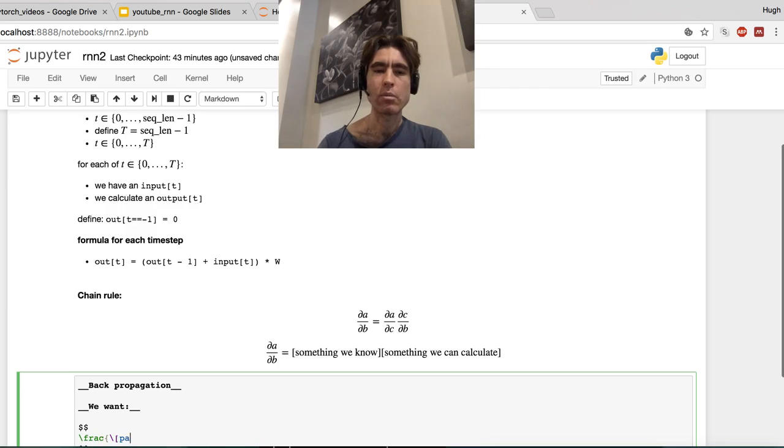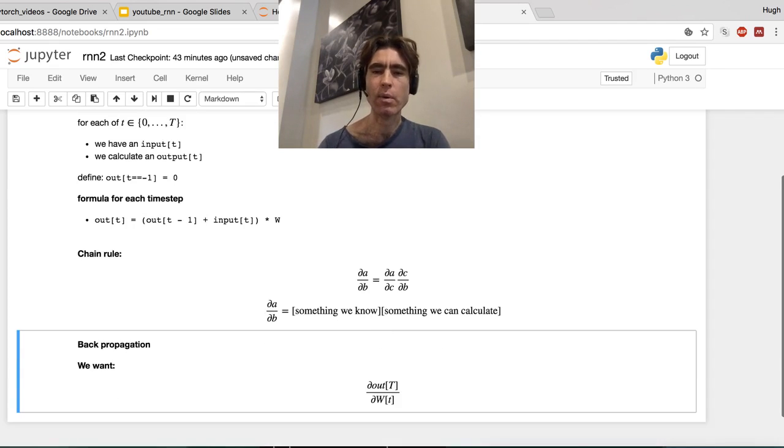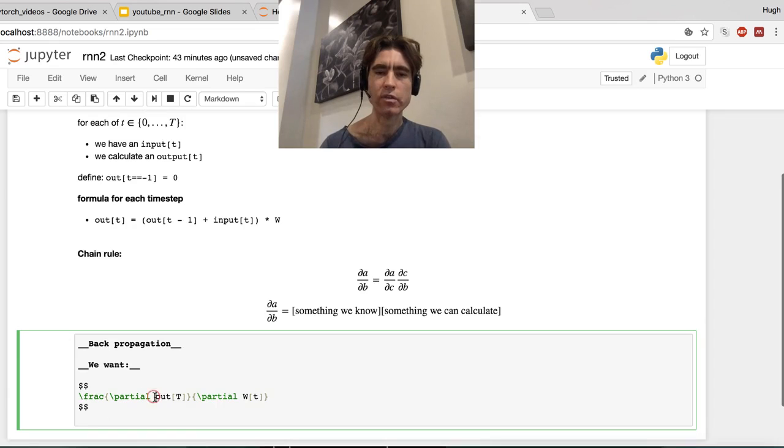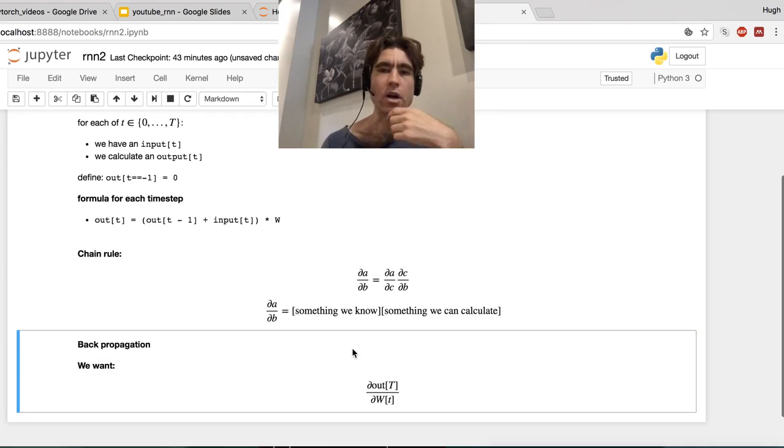We want the partial derivative of the output of the network, which is out T, because T is exactly the last layer, so it's the output from the last layer, with respect to the weights. And we're breaking the weights into different layers, mathematically. So this is what we want. And let's just put text around that so that it looks better. So we want the partial derivative of the output from the entire network, which is out big T, with respect to the weights from one particular layer.